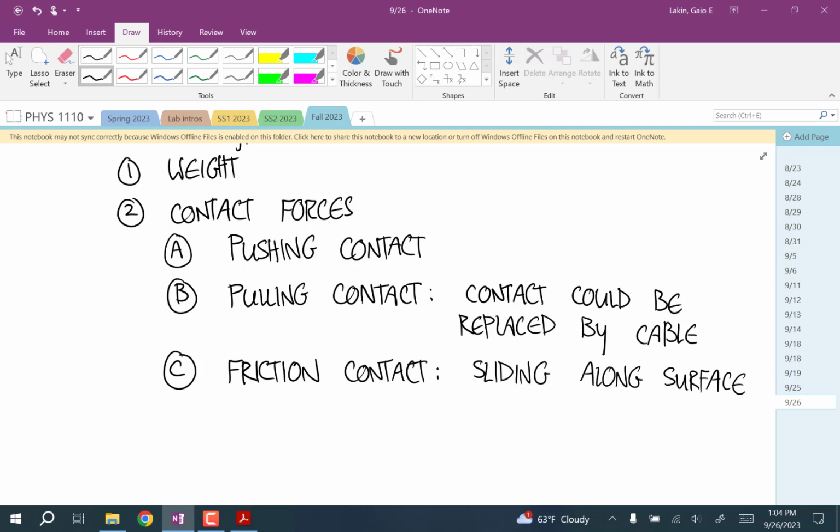Okay, well, let's stop there, and next time we'll get into pushing contacts and how to represent those in free body diagrams. And then once you have it in the free body diagram, we'll go to Newton's second law and talk about how to calculate it.